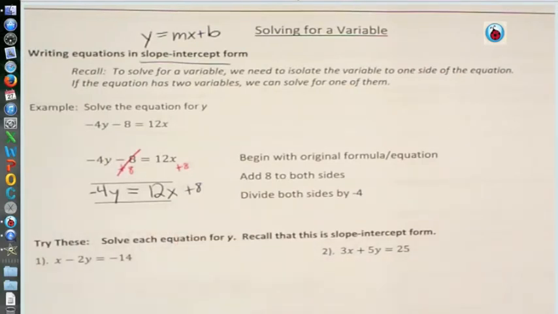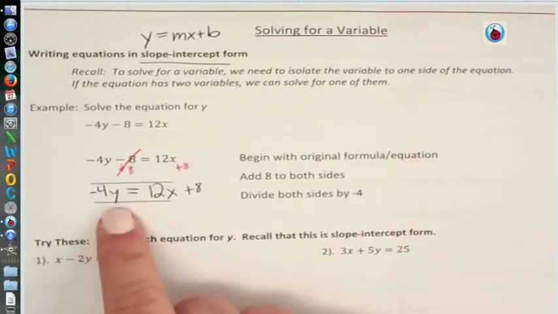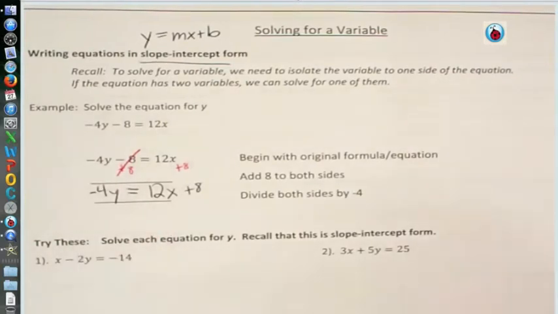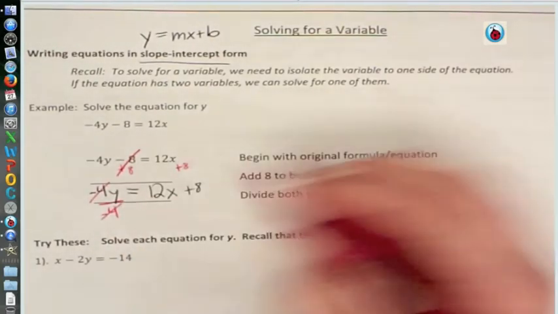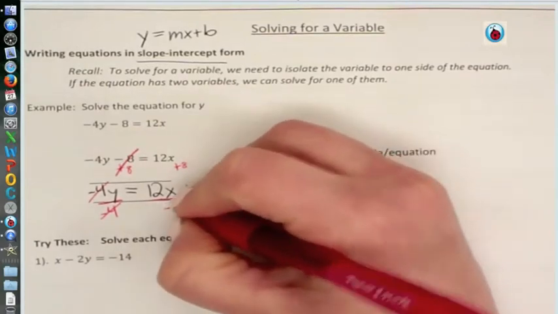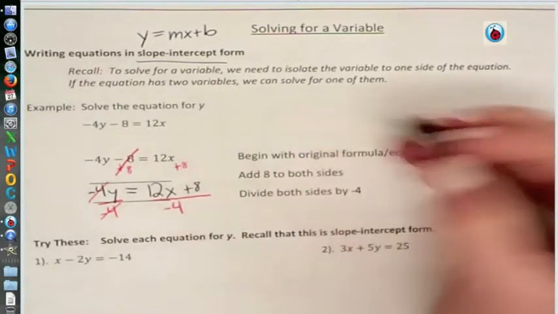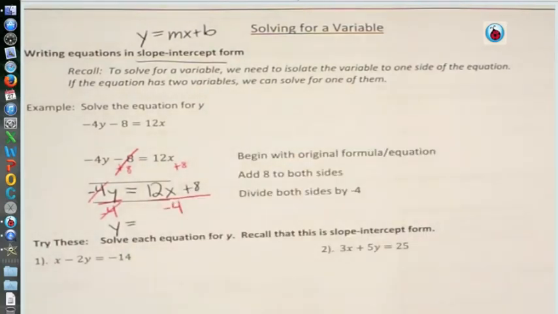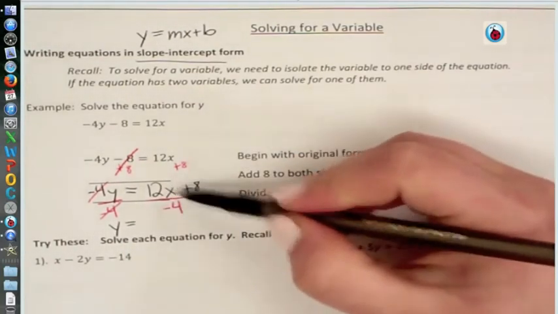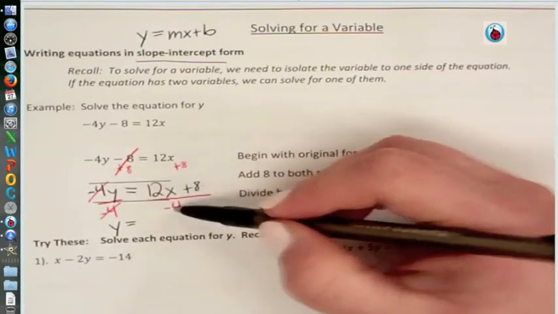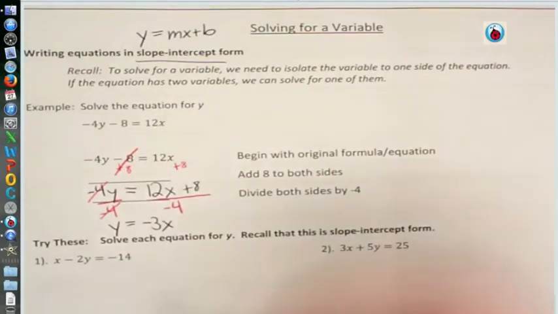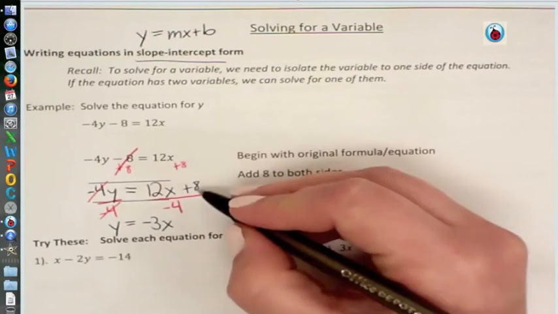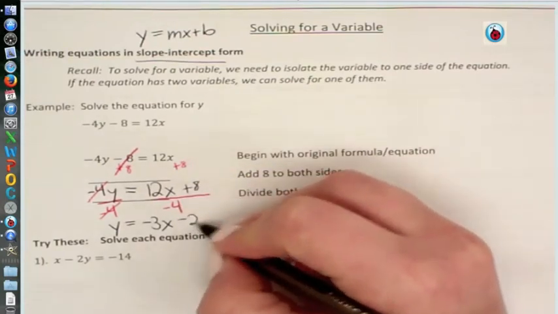But y is not entirely by itself. It's not in y equals mx plus b format yet because y is not isolated. So next step is to divide both sides by -4. So I'm dividing that side by -4, which will cancel. I also need to divide everything on the right side by -4. Let's see what we get. Y is by itself. That's good. That's what we want. 12x divided by -4. I know 12 divided by -4 is -3. So that's -3x. Also, 8 divided by negative 4 is negative 2.